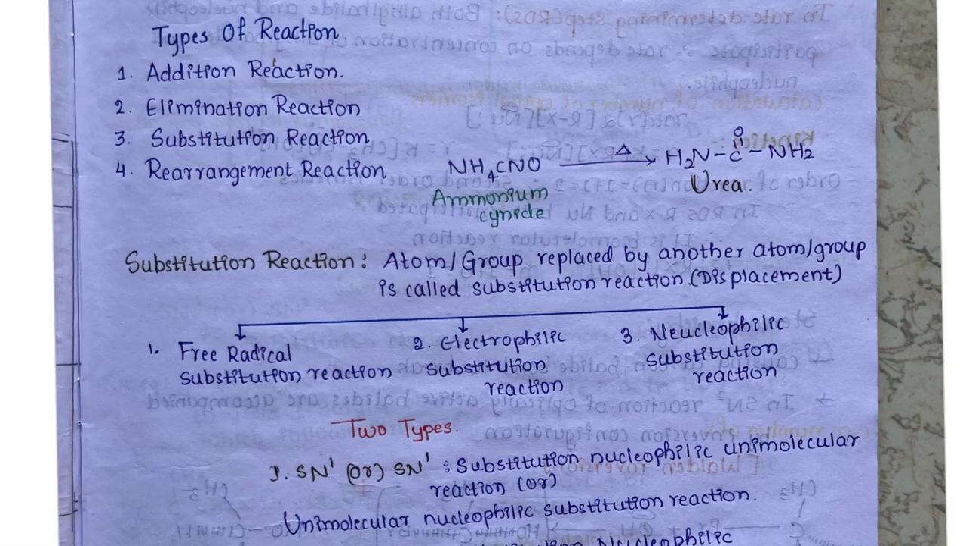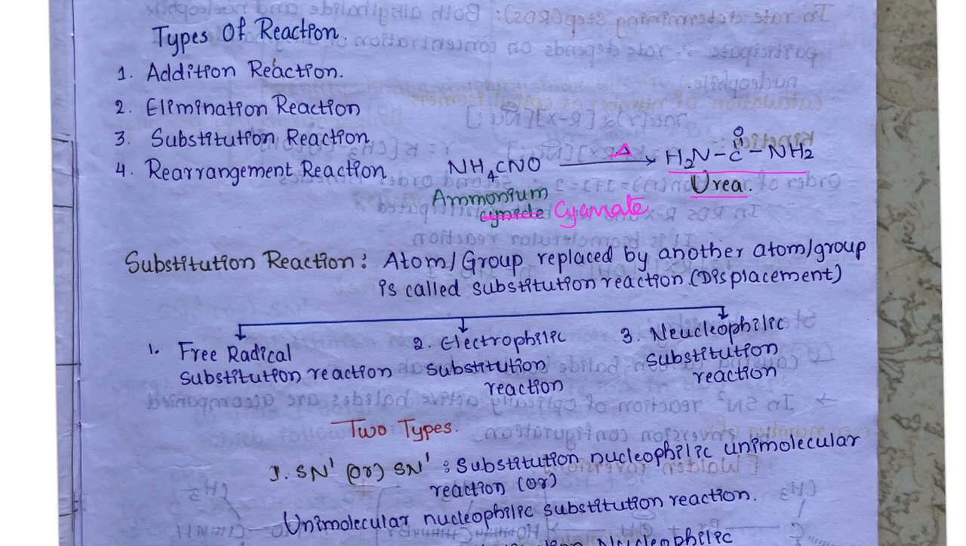Today I want to discuss types of reactions. The first one is addition reaction, second is elimination reaction, third is substitution reaction, fourth is rearrangement reaction. One example mentioned here is ammonium cyanate. It is not cyanide, this is called cyanate. On heating, this heat symbol, it will be converted into urea. This is the urea formula.